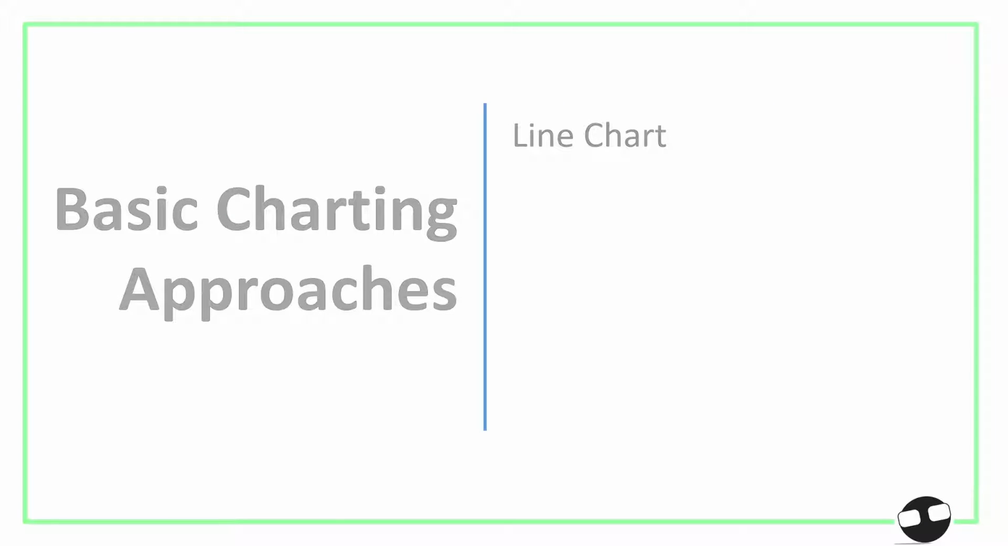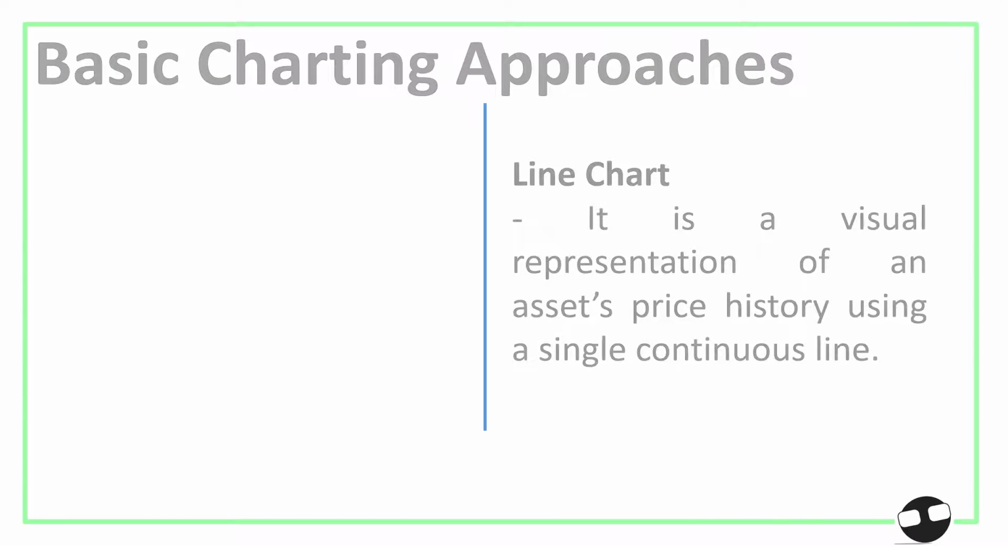So we have four common charting approaches. We have the line chart, the bars, the Japanese candles or candlesticks, and the Heikin Ashi. First we have the line chart. It's a visual representation of an asset price history using a single continuous line.